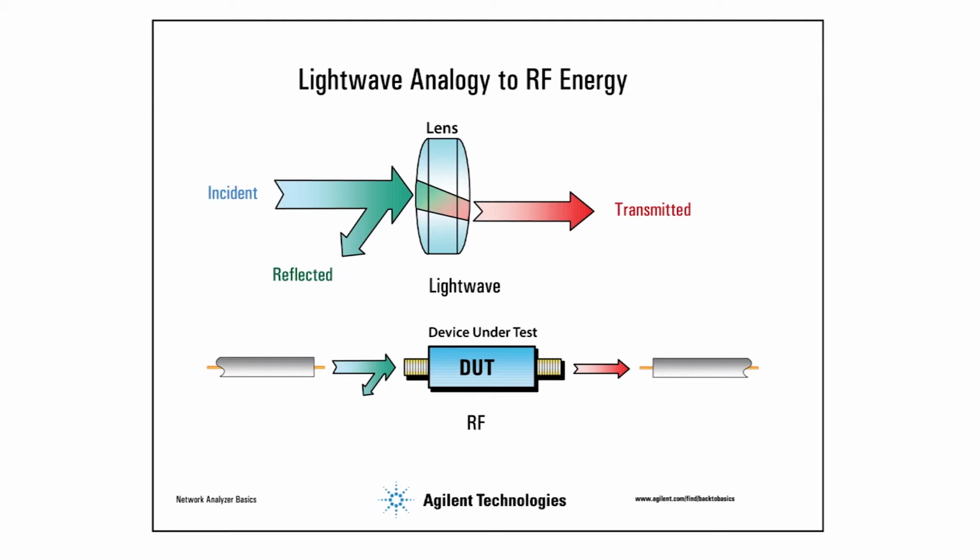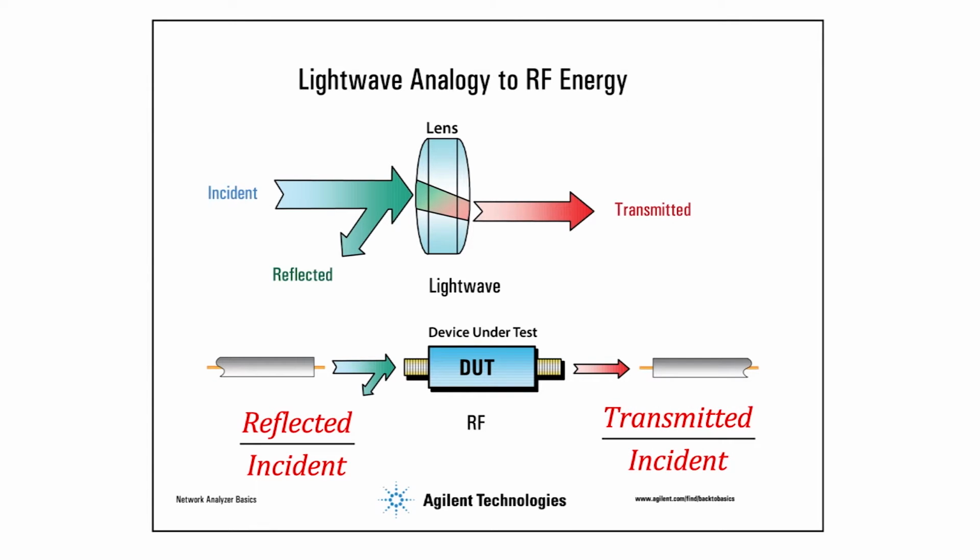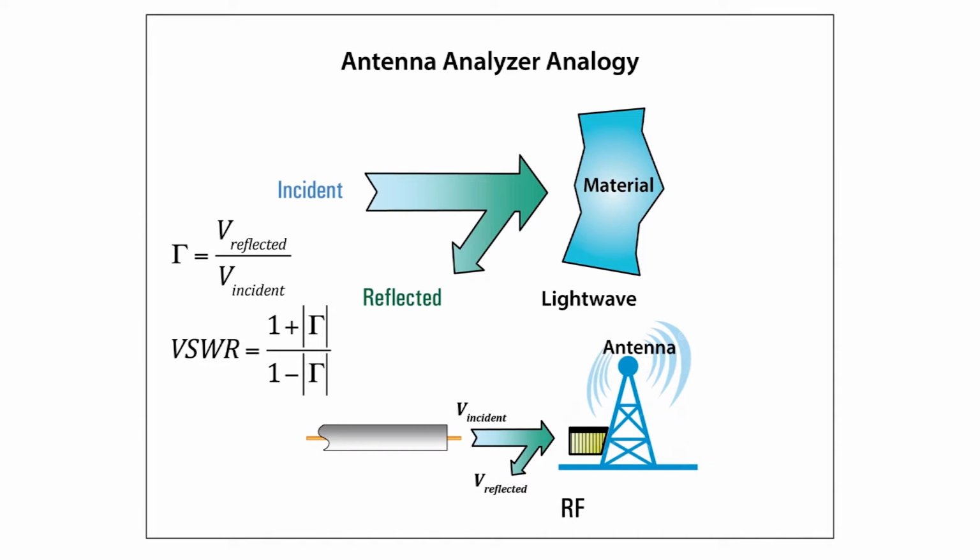Network analysis is connected with the accurate measurement of the ratios. Once again, that's the ratios of the reflected signal to the incident signal and the ratio of the transmitted signal to the incident signal. So let's first consider an instrument most of us have used or seen at some point in our amateur radio experience, the antenna analyzer.